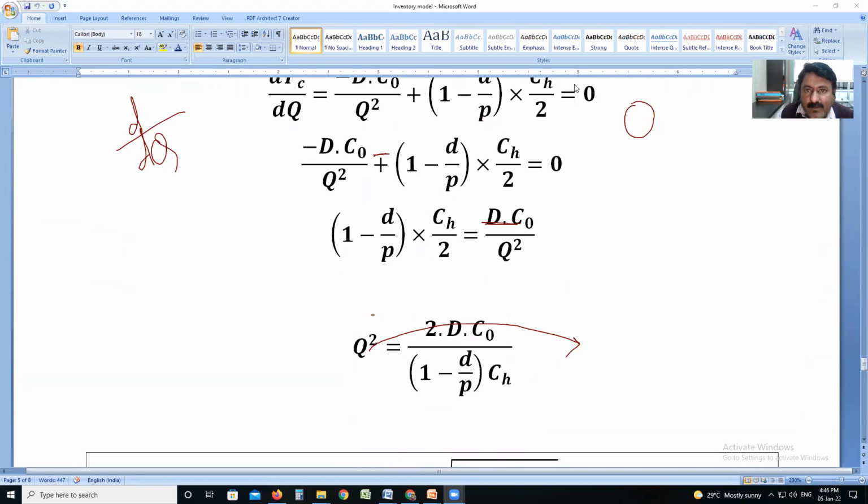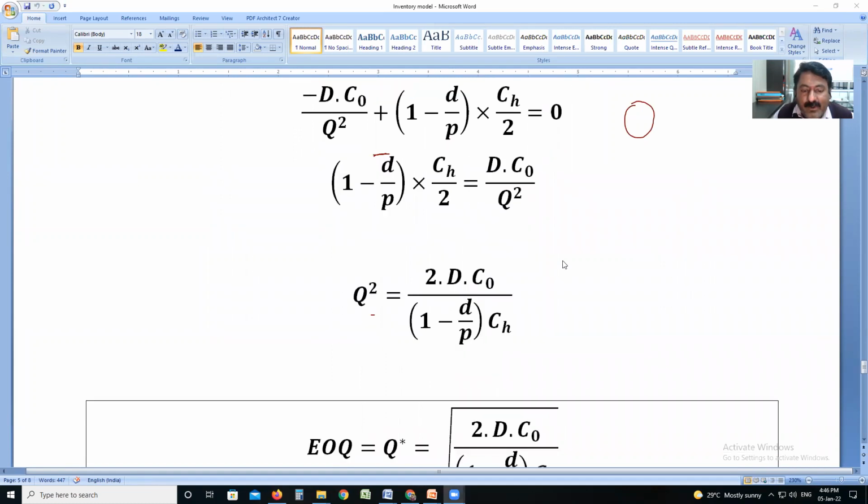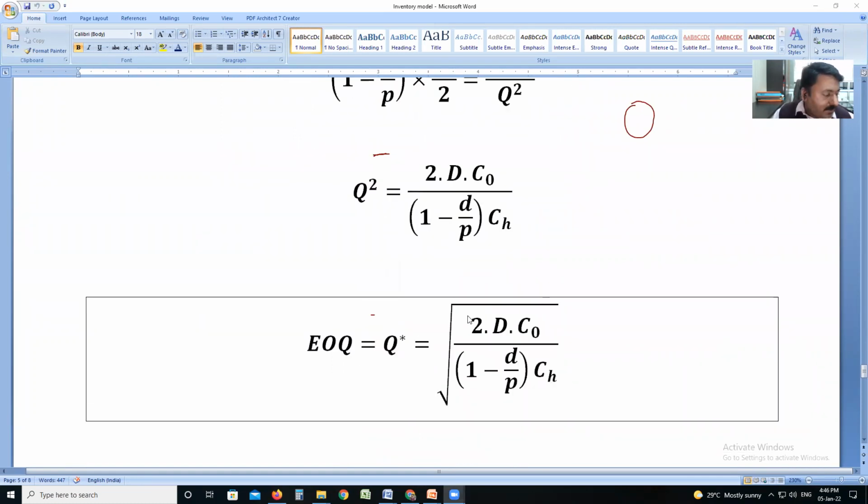Then friends, further rearrangement, ultimately I want to calculate Q or Q square. So Q square is taken on one side: 2 DCO divided by (1 minus D by P) into CH. This is your Q square. So you can say your Q will be equal to the under root of this. And this is your economic order quantity.